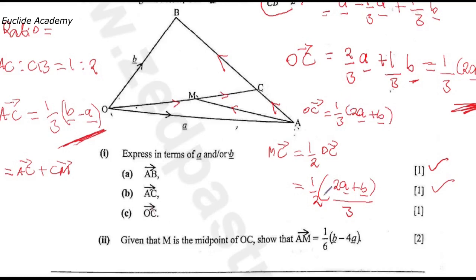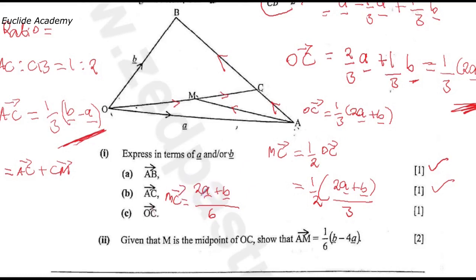So we're going to multiply this vector by half, which is this one, and that will give us (2a + b) over 2 times 3, that is 6. Okay, so this is the vector MC. So if this is the vector MC, how do we get the vector CM? We simply change direction by multiplying it with a negative.